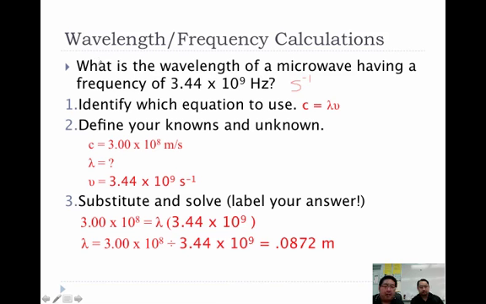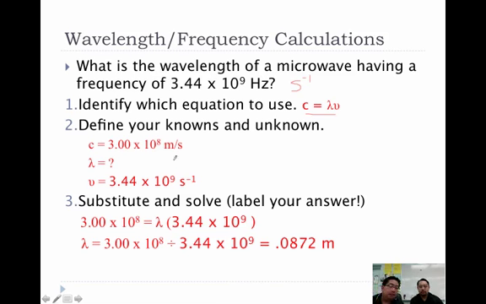So when we're doing this kind of problem, there are 3 simple steps you can follow. First, identify which equation to use. In this case, we only have really one equation that we've learned so far, so we're going to use our wave equation. Then we're going to define what we know and what we don't know, so we're going to assign values to our variables.